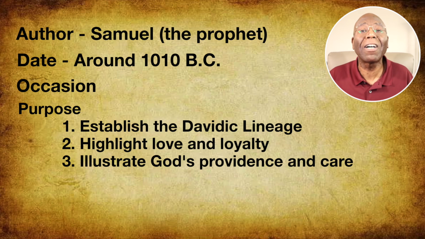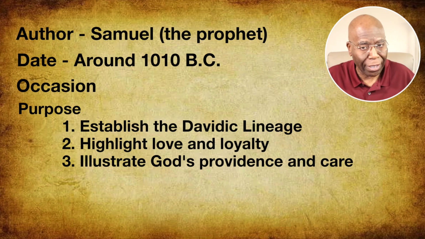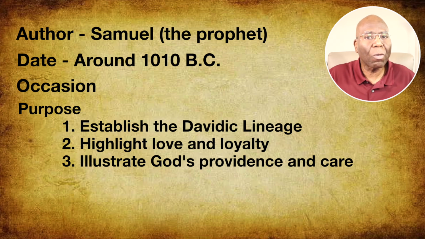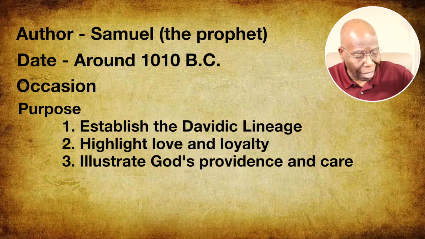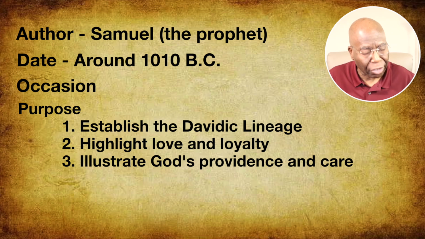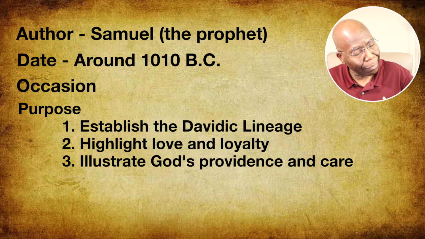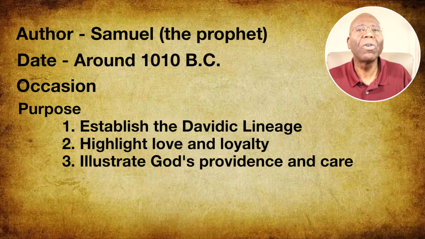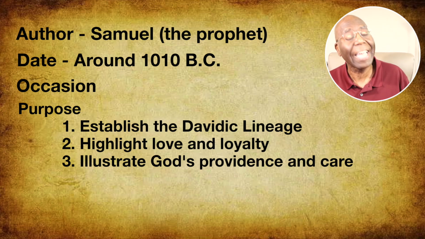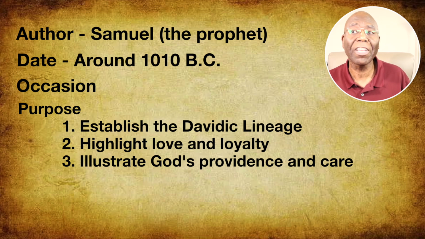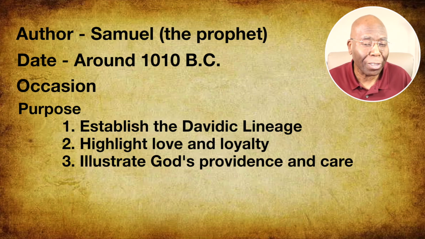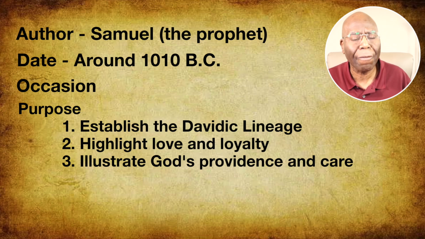Against the backdrop of that theme of love and loyalty, the lineage of David is set forth for us. God uses this to show us where David came from: Boaz, Obed, Jesse, King David, as it was said in the book. So the purpose of the book is three things: one, establish the lineage of David; two, highlight the love and loyalty of Ruth; and three, in the background of all of that, illustrate God's care and provision for his people, especially those who are faithful to him.